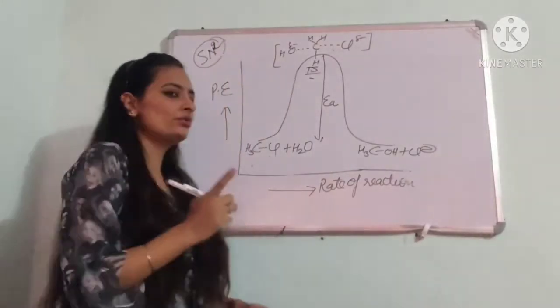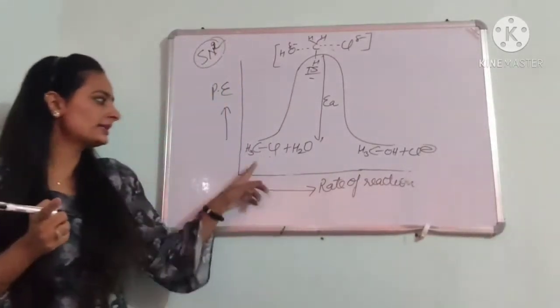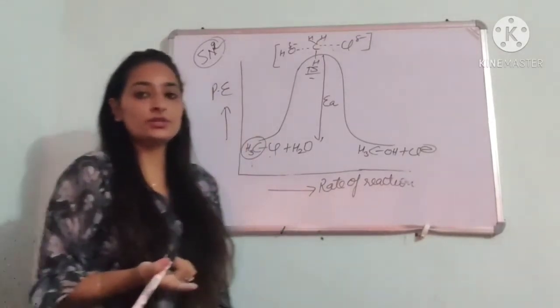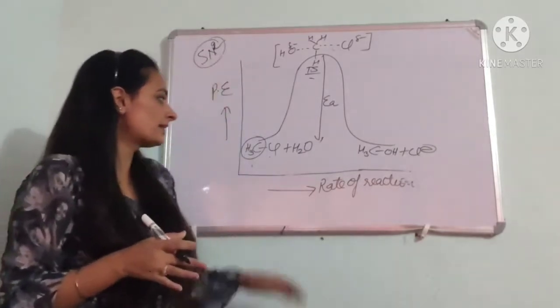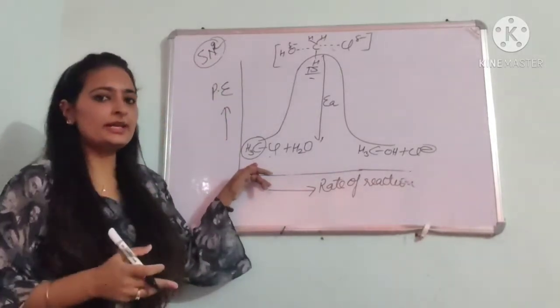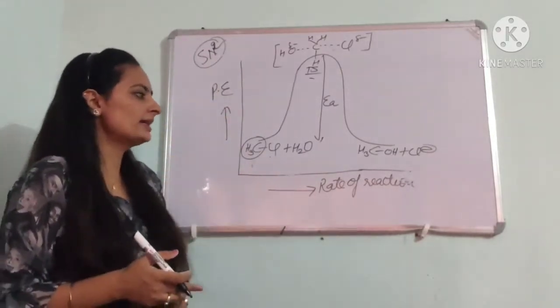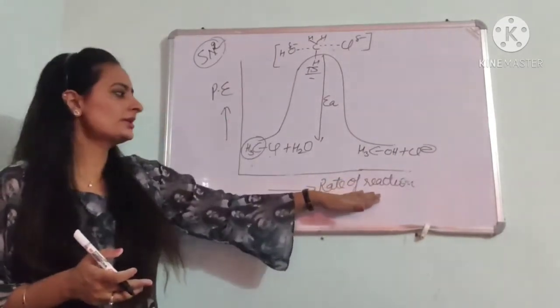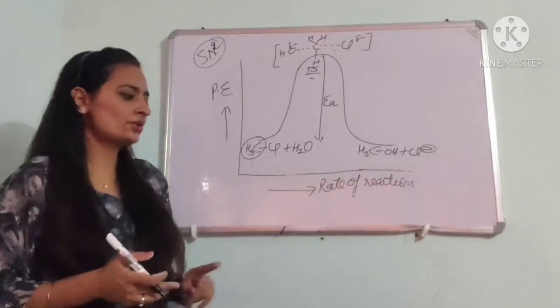One thing more you need to take into account is that in this case we are going to take the primary halide. As I already told you, there is no steric hindrance in the case of the primary halide, so your nucleophile can easily attack and you can get the product. So this is the potential energy curve for your SN2 reaction.